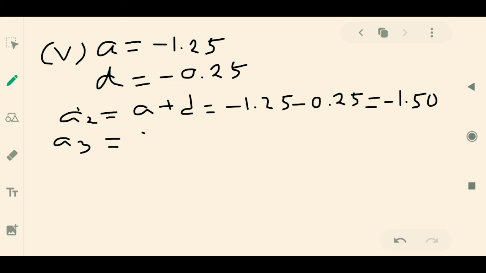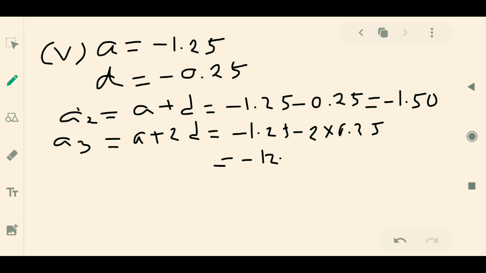Then A3 will be A plus 2D. A is minus 1.25, and 2 into 0.25 is minus 0.5, so minus 1.25 minus 0.5, and it is becoming minus 1.75.